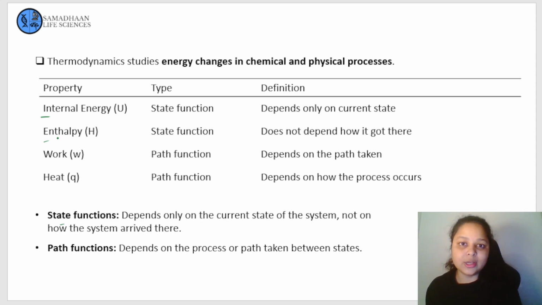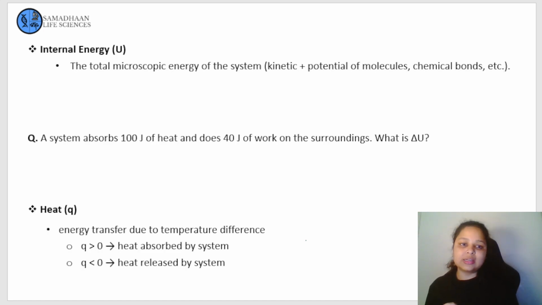And the other functions are path functions. Those depend on the process or the path they have taken between the states. That is, the history of the process or the path matters here. So for example, work or heat. Now let's discuss them one by one.